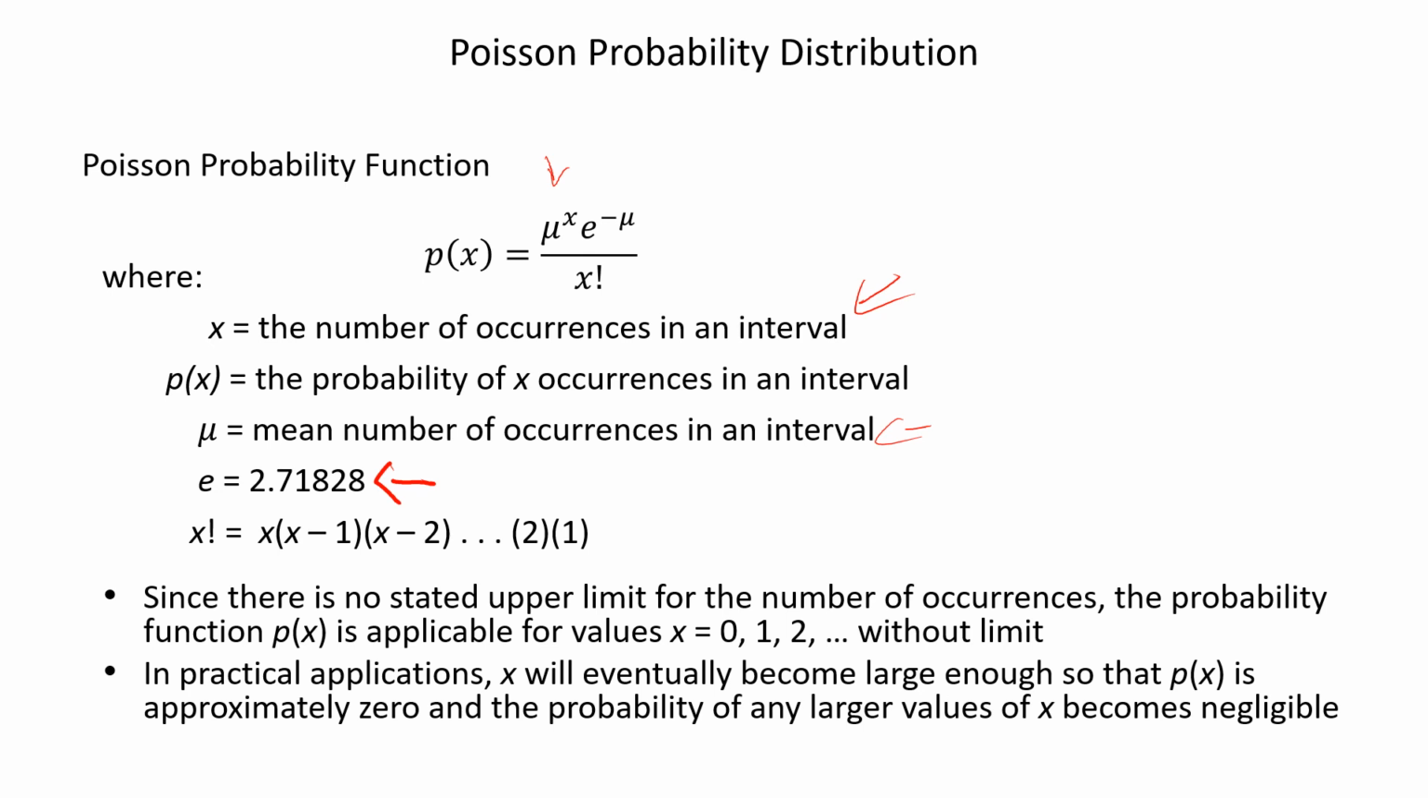And since there's no stated upper limit of occurrences, the probability function is applicable for any number. We could say, okay, what's the probability that 10 vehicles come through? What's the probability that 20 vehicles come through? What's the probability of 1,000,000 vehicles coming through?